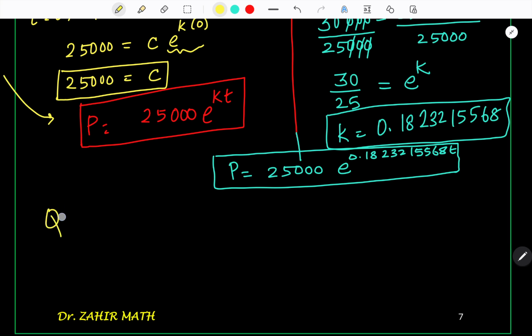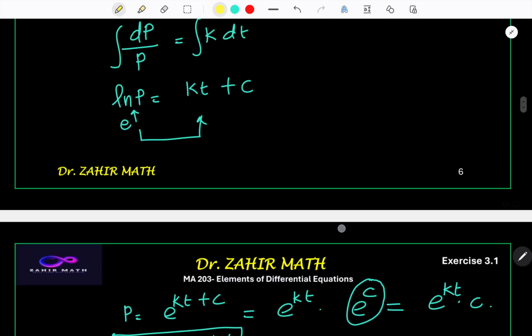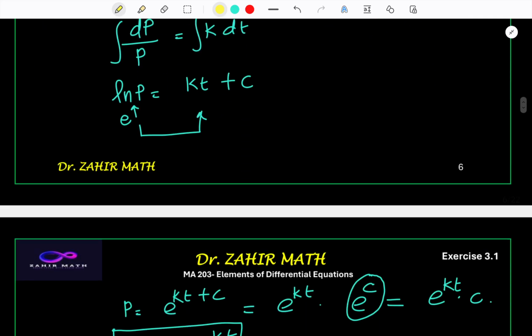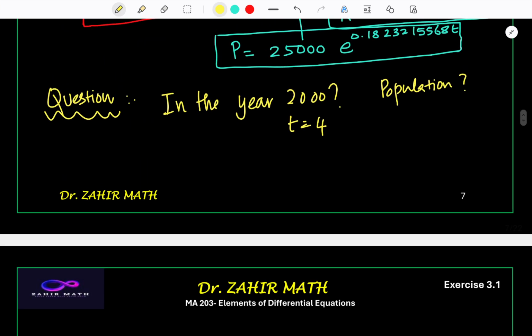Now let's come to the question. These were all just to find the constants. What is the question? In the year 2000, what will be the population? This is old history, right? Now we are in 2025. We already said t is equal to 4. How? I just jump, remember? t is equal to 0, 1, 2, 3, 4. I'm not taking the number of years, I'm just taking the time model. So t is equal to 4, what will be your P?